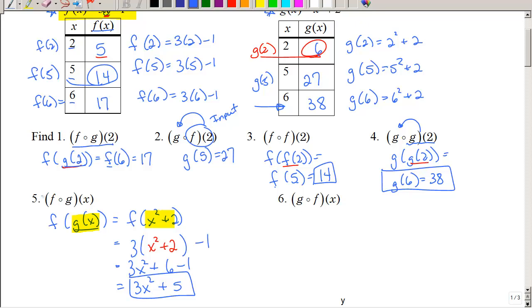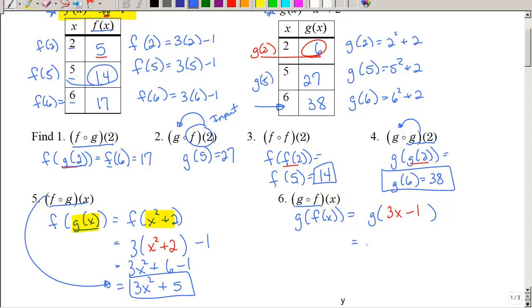You're not solving, you're saying, what is this new composed function? We have taken two functions and we've put them together. Is this going to be the same as that? Sometimes, sometimes not. So this says to find g of f of x. So we're going to find g of, well, what is f of x? It was 3x minus 1.